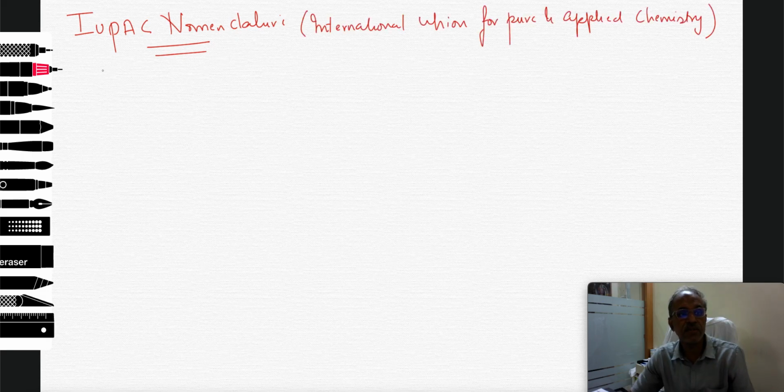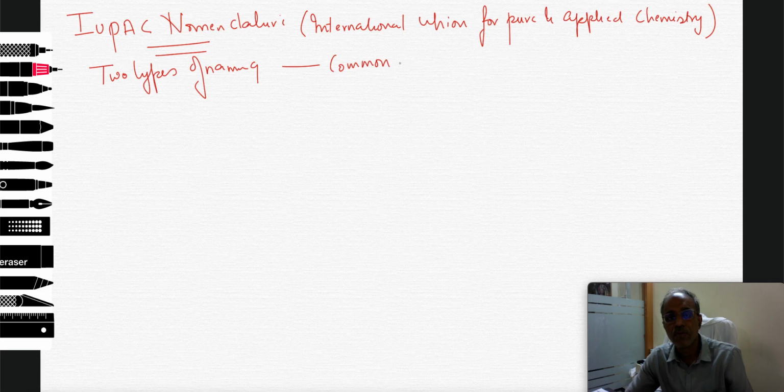So I think now you might have understood the type of naming in which an organic compound is named in a particular systematic way. Basically, there are two types of naming. One was the common name, or you can say trivial name. And the other one was the derived name, you can say. It means it is derived from where?